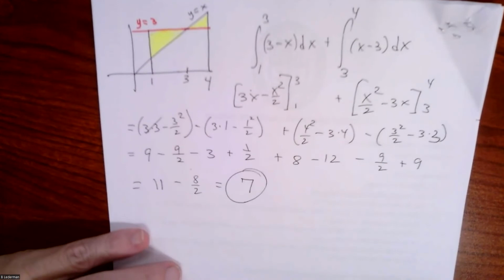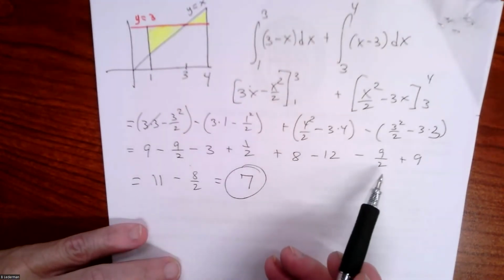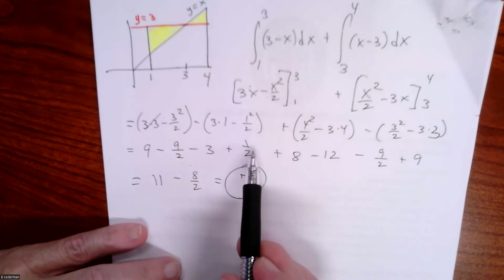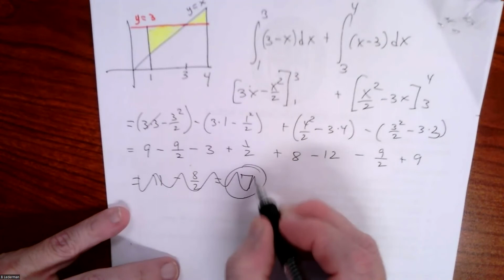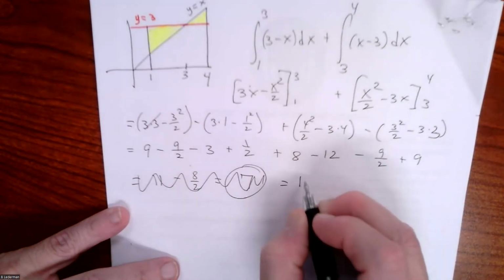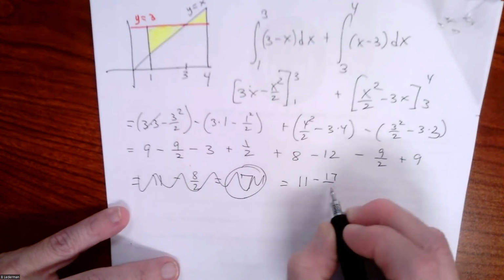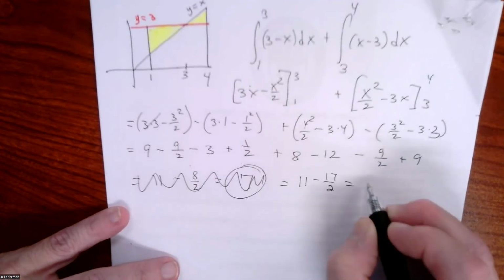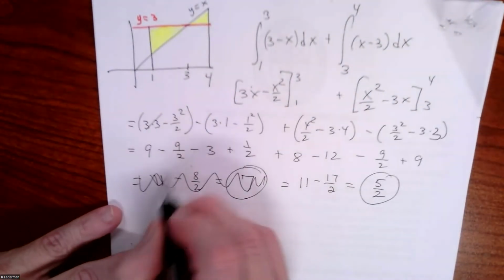Hey, before I go on, I have to make a little correction. That's 9 halves, negative 9 halves, negative 9 halves is negative 18 halves, plus 1 half is negative 17 halves. So this should really be 11 minus 17 halves, which is equal to 5 halves. And that's my final answer.